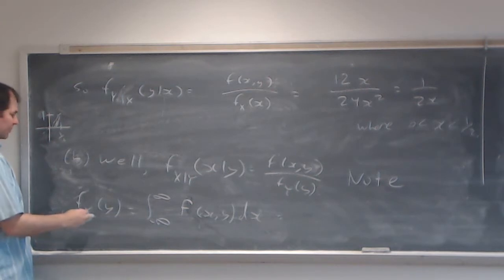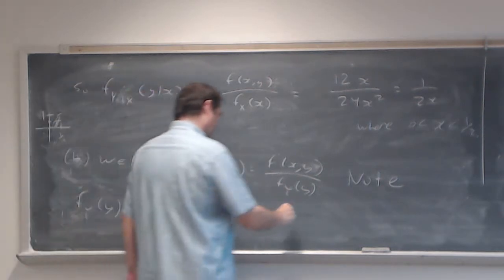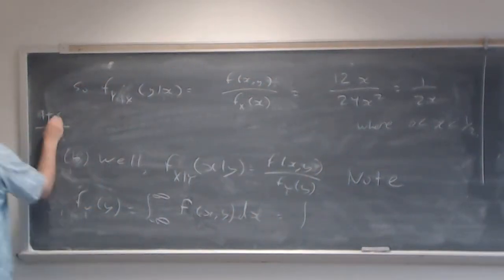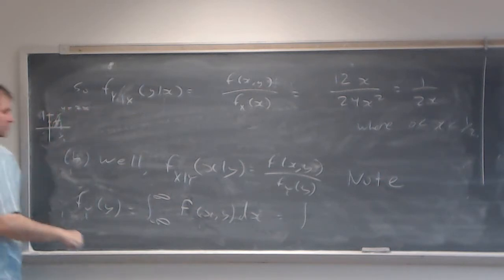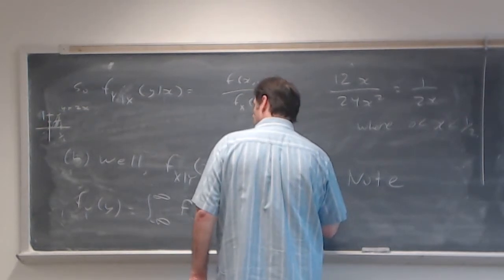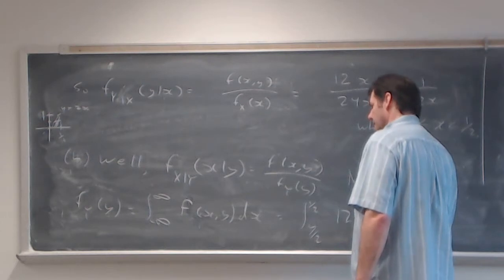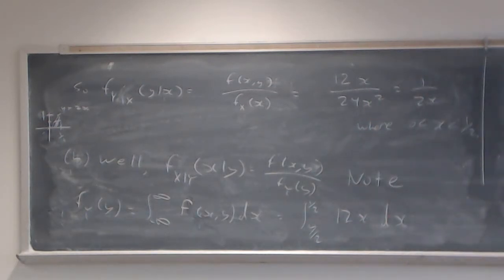And so if we said, well, for a fixed y, what do the x values run from? Well, the smallest point would be this line. What is this? y equals 2x. So x would run from y over 2 up to 1/2. And so here, this was 12x, and it's dx. Oh, this wasn't so bad. Let's go ahead and compute that.